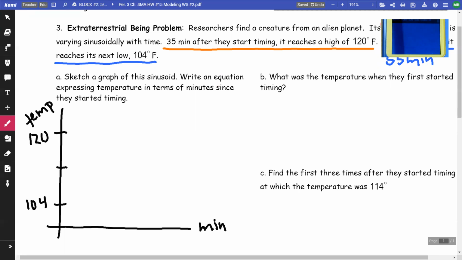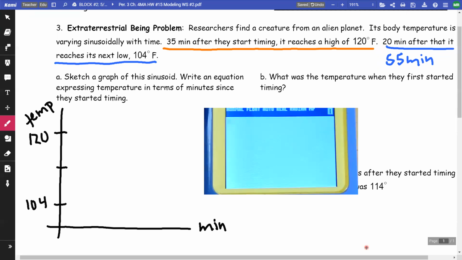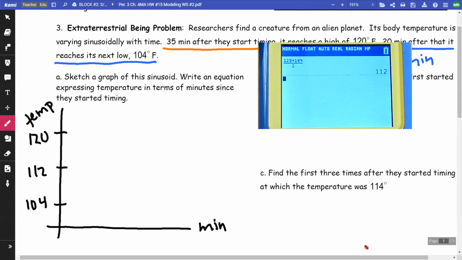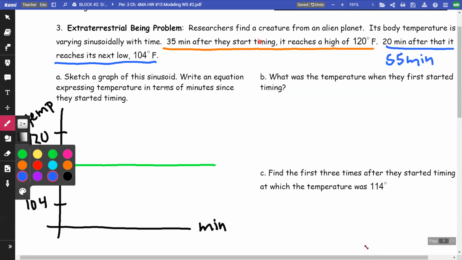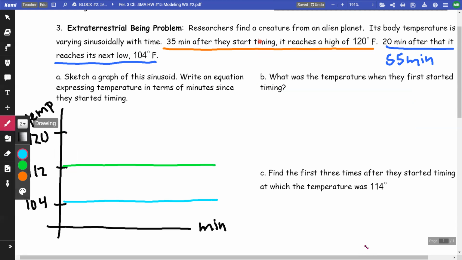So to figure out the middle, what we're going to do is average 120 plus 104 divided by 2, and we get 112. So our vertical shift is 112. So now let me just draw in my vertical shift. That's going to be my zeros. Here's my high at 120 and my low at 104.